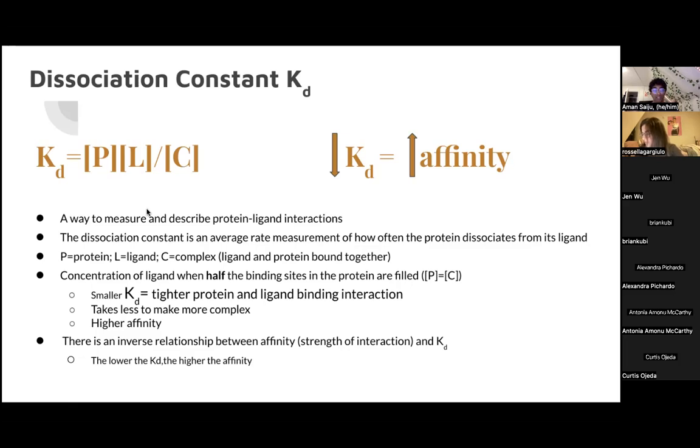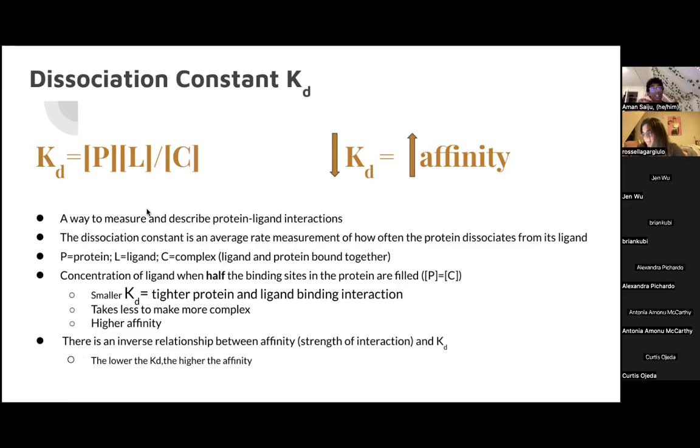The KD, or dissociation constant, is the amount of free protein times the amount of free ligand, divided by the amount of ligand-protein complex, so the ligand and protein stuck together. If you have a protein that has a high affinity for a ligand, you're going to get a lot of protein stuck to a lot of ligand, which means the amount of complex is going to be really high.